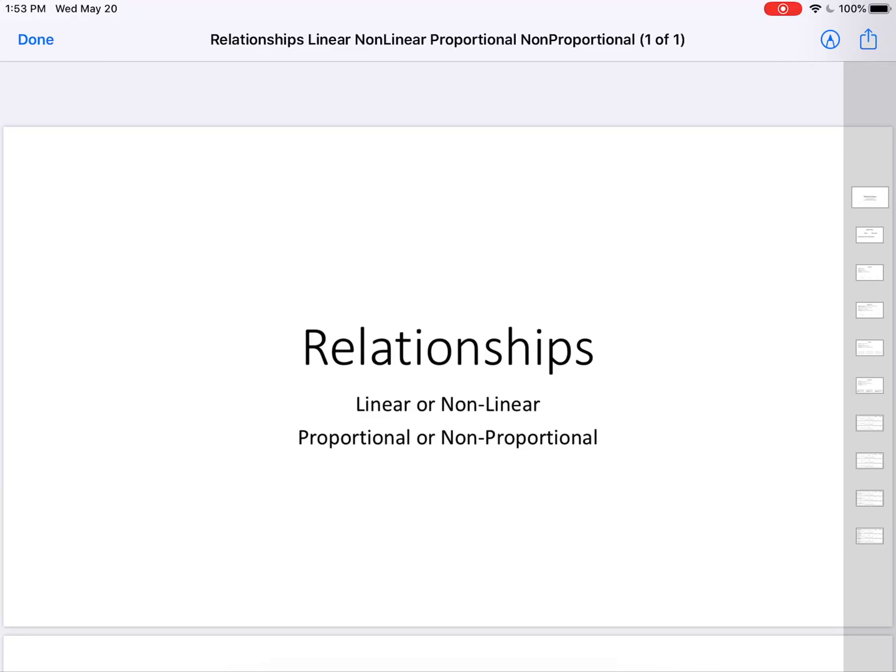Hello. Today's lesson is about the different types of relationships between values. The relationships can be linear or nonlinear, and if they are linear, they can be either proportional or non-proportional. We are going to talk about how to recognize when they are linear or nonlinear and when they are proportional or non-proportional. Earlier in the year, we worked with proportional and non-proportional. This is not new, but it is a review.